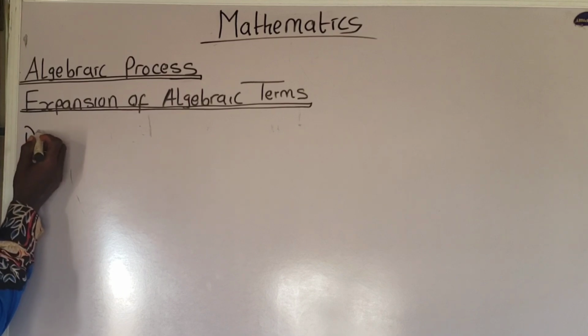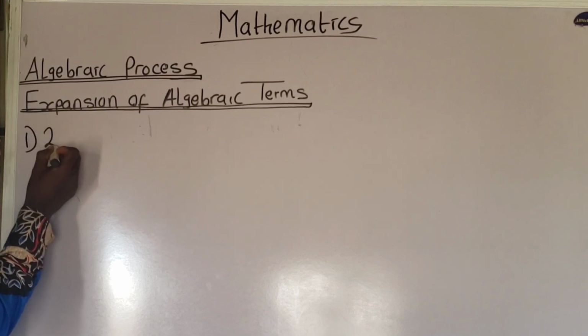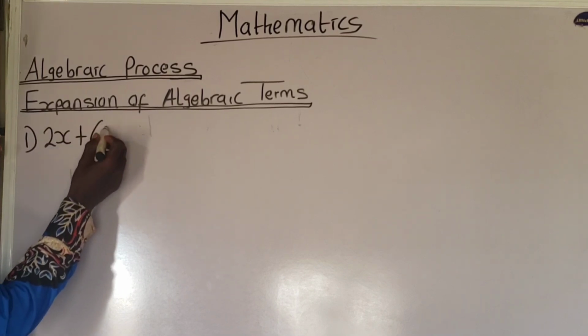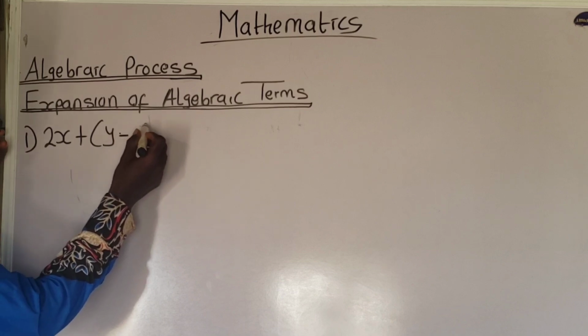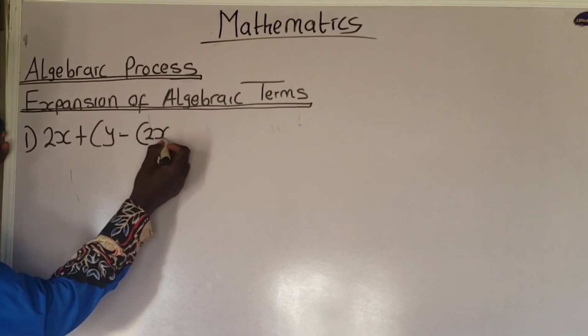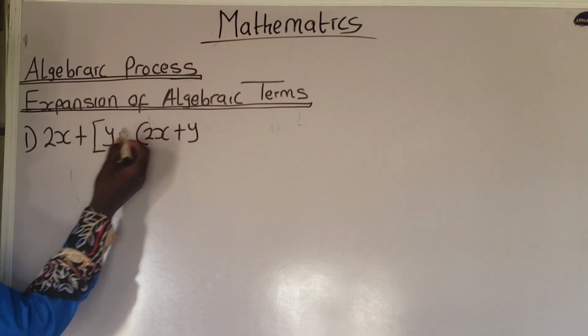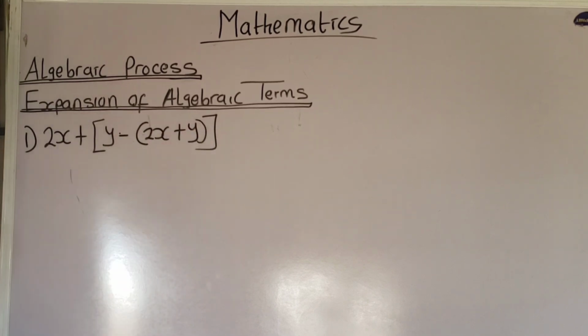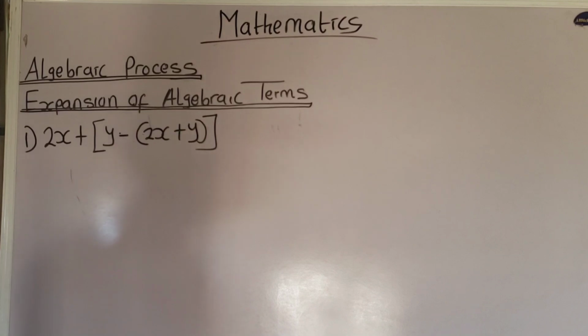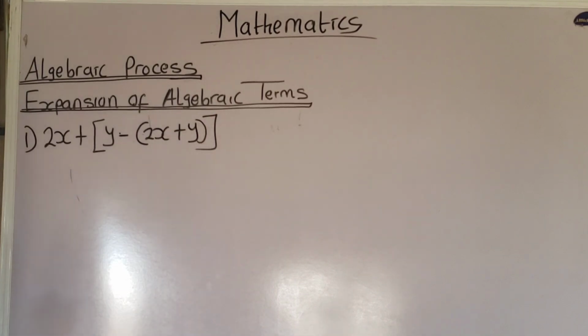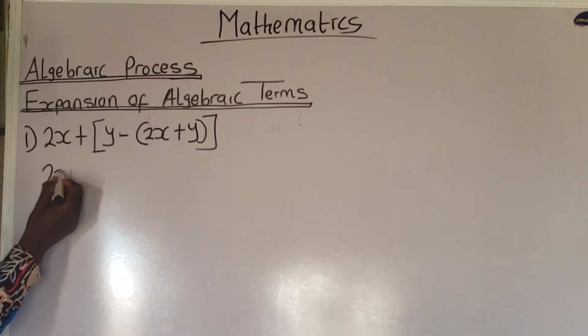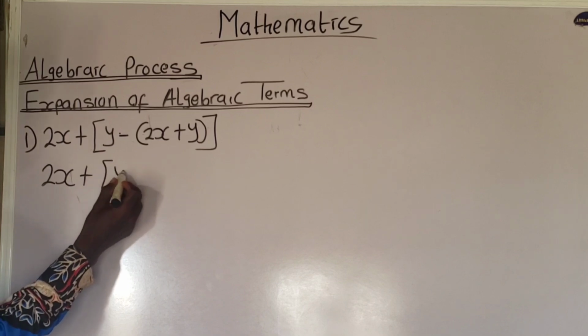We are asked to expand 2x plus y minus, all in brackets, 2x plus y. Please let me rewrite this bracket as this. Okay, now we're asked to expand this. Pay attention. The first step here is that we're going to deal with the terms inside the bracket first. Okay, so look at this. I'm going to have 2x plus y.